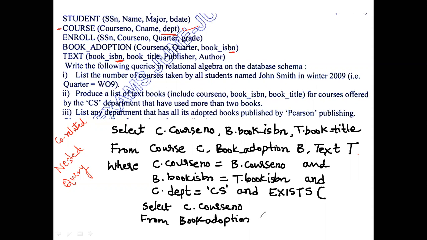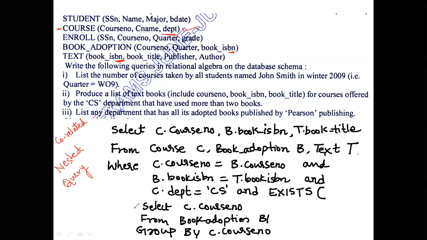So book adoption, let us give the name B1. Then what we have to do is check how many books it has adopted. For that we have to group it, then count how many are there. So here, group by C dot course number. It is based on the course number we are grouping.